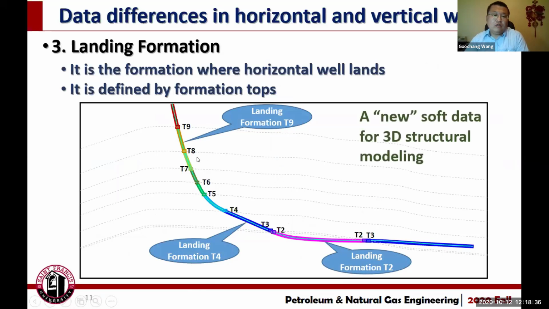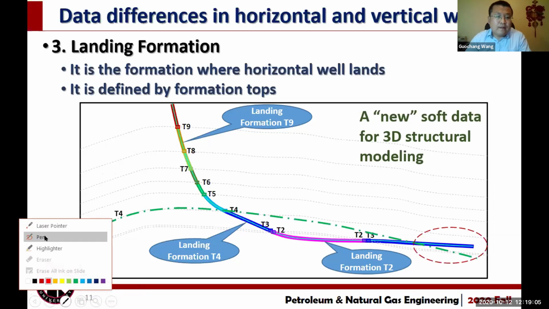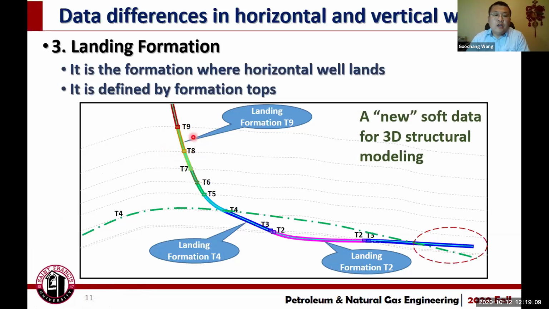There's also another data type we usually don't use for vertical wells, which I call the landing formation. Let me show you here. You can see for the well here between T9 and T8, this is the formation top. Let me show my pointer so I can point to that. So you can see in these parts here, this horizontal well's landing formation for that segment is T9. And we can pick lots of those landing formations. This information is not that useful for vertical wells, but for horizontal wells, it is very useful. So I call that a new soft data point for us to use for structural modeling.